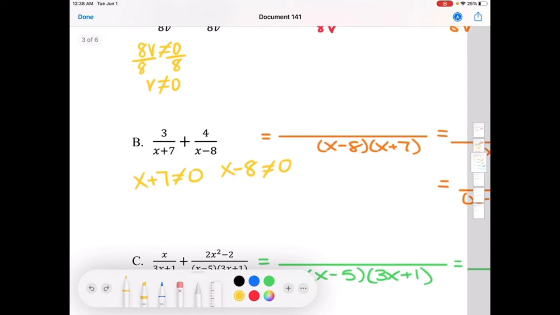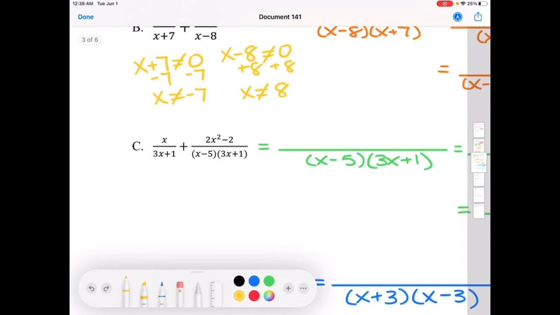Letter B, we have x plus 7 and x minus 8. Both denominators have to be set equal to 0. If we subtract 7 from both sides on our denominator, and then we add 8 to both sides on our denominator over here, we're going to end up with x cannot equal -7 and x cannot equal 8.